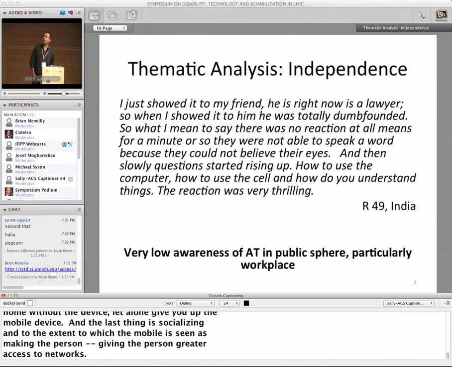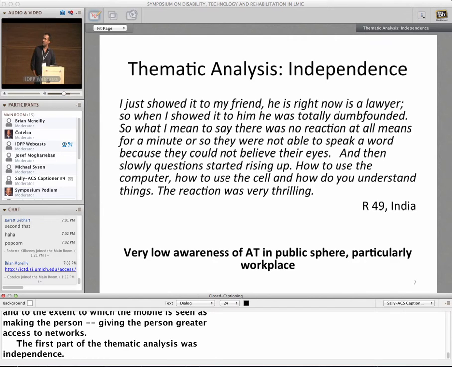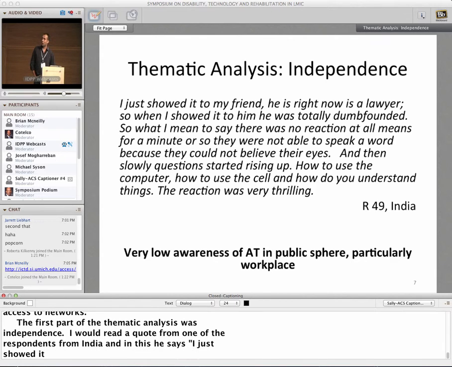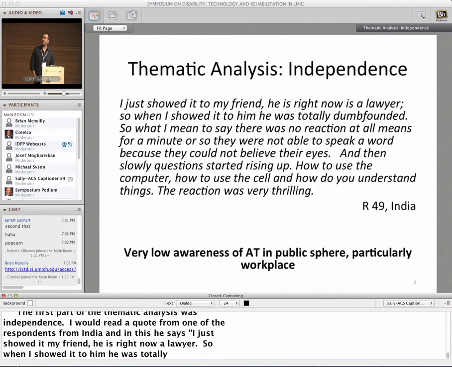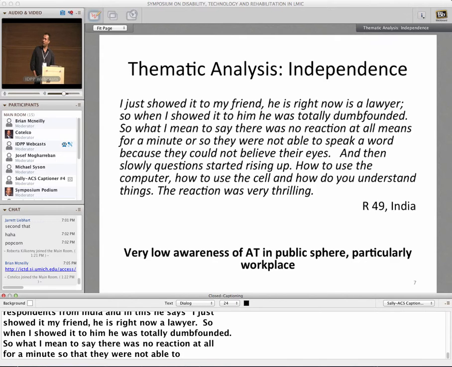Okay, the first part of the thematic analysis was on independence. I will read out a quote from one of the respondents from India, and in this he says, "I just showed it to my friend. He is right now a lawyer. So when I showed it to him, he was totally dumbfounded." So what I mean to say is that there was no reaction at all for a minute, so that they were not able to speak a word because they just could not believe their eyes.